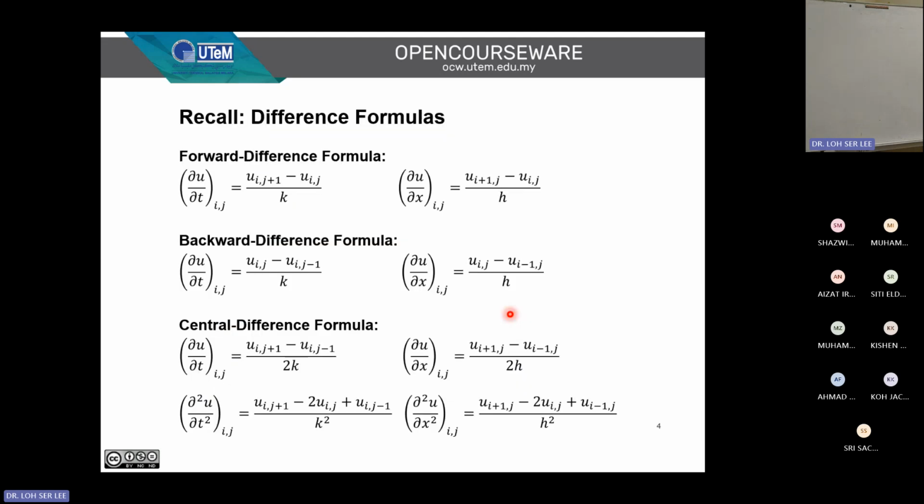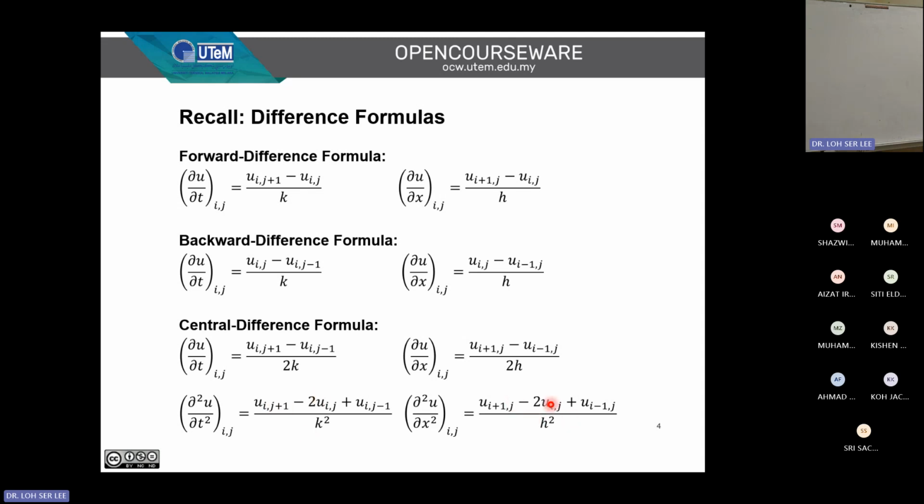The formulas will be given in the appendix in your final exam, so you have to know how to choose the correct formula. The forward and backward give only the first order. The second order comes from the central difference formula. For the wave equation, both UTT and UXX are second order, so we will take these two.